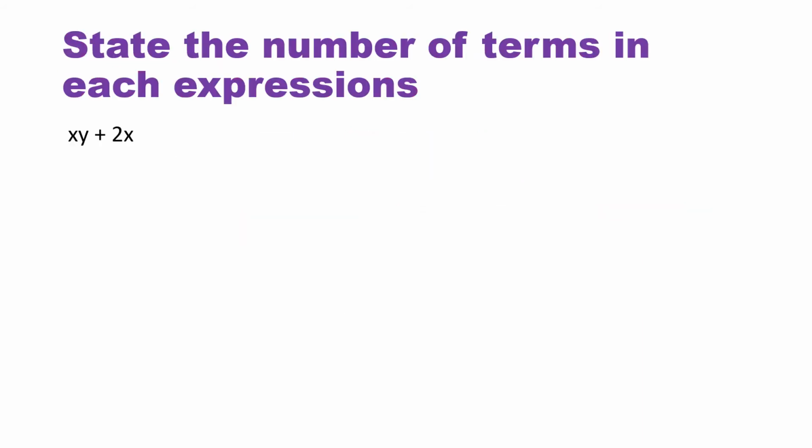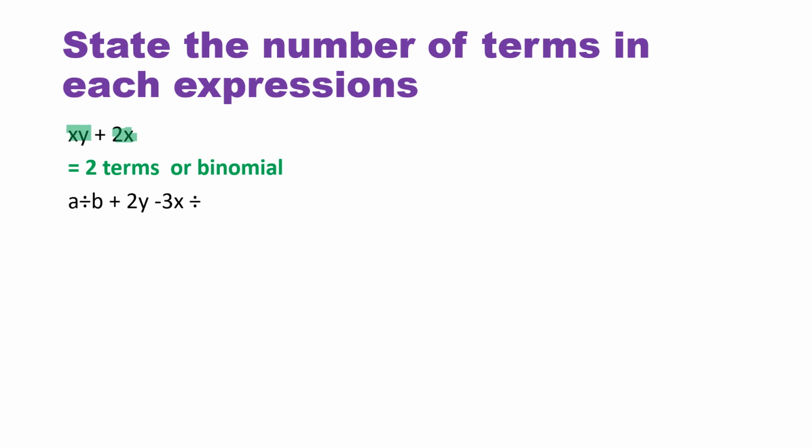Next, state the number of terms in each expression. So we have to write how many terms are there in each expression. So first question is xy plus 2x. So this is one term, and this is the other term. So how many terms are there? Two terms. So this is a binomial. Two terms means binomial. You have already studied that.